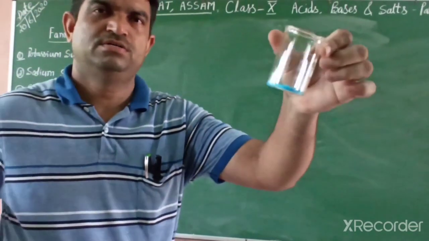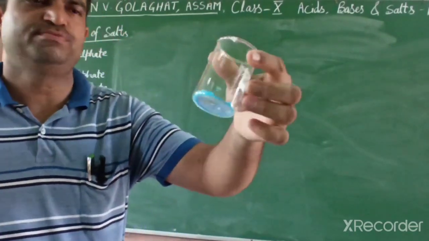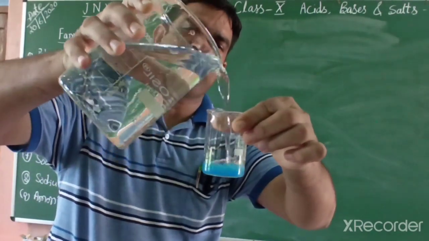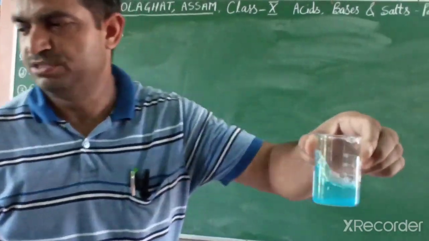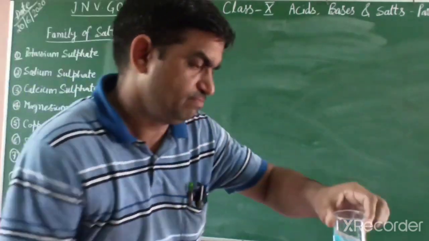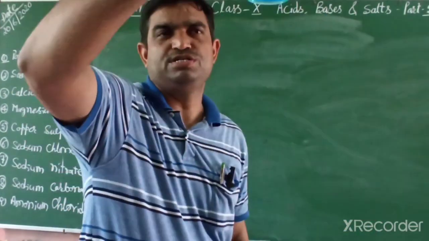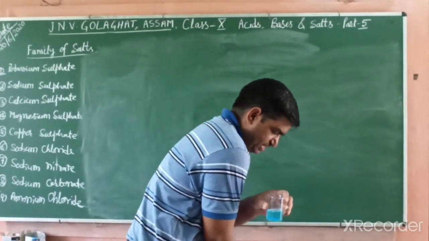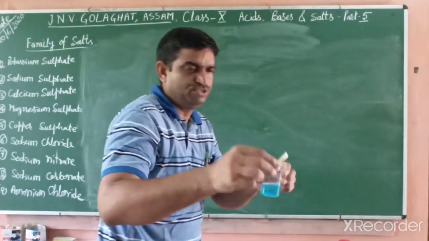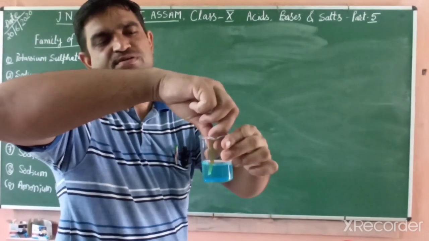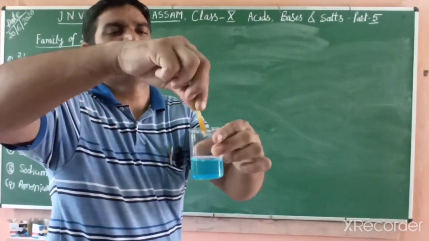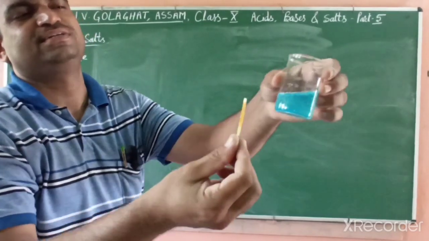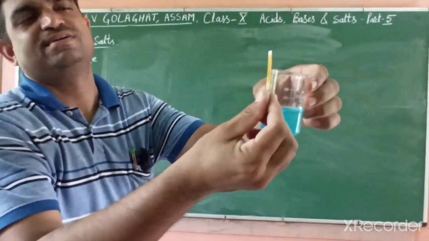Another salt, that is copper sulfate. Copper sulfate is blue color, and when we dissolve this copper sulfate, it's easily soluble and it's blue color. So it is a soluble salt, and when we check its pH by using pH paper, it changes into orange color. This indicates it is an acidic salt.